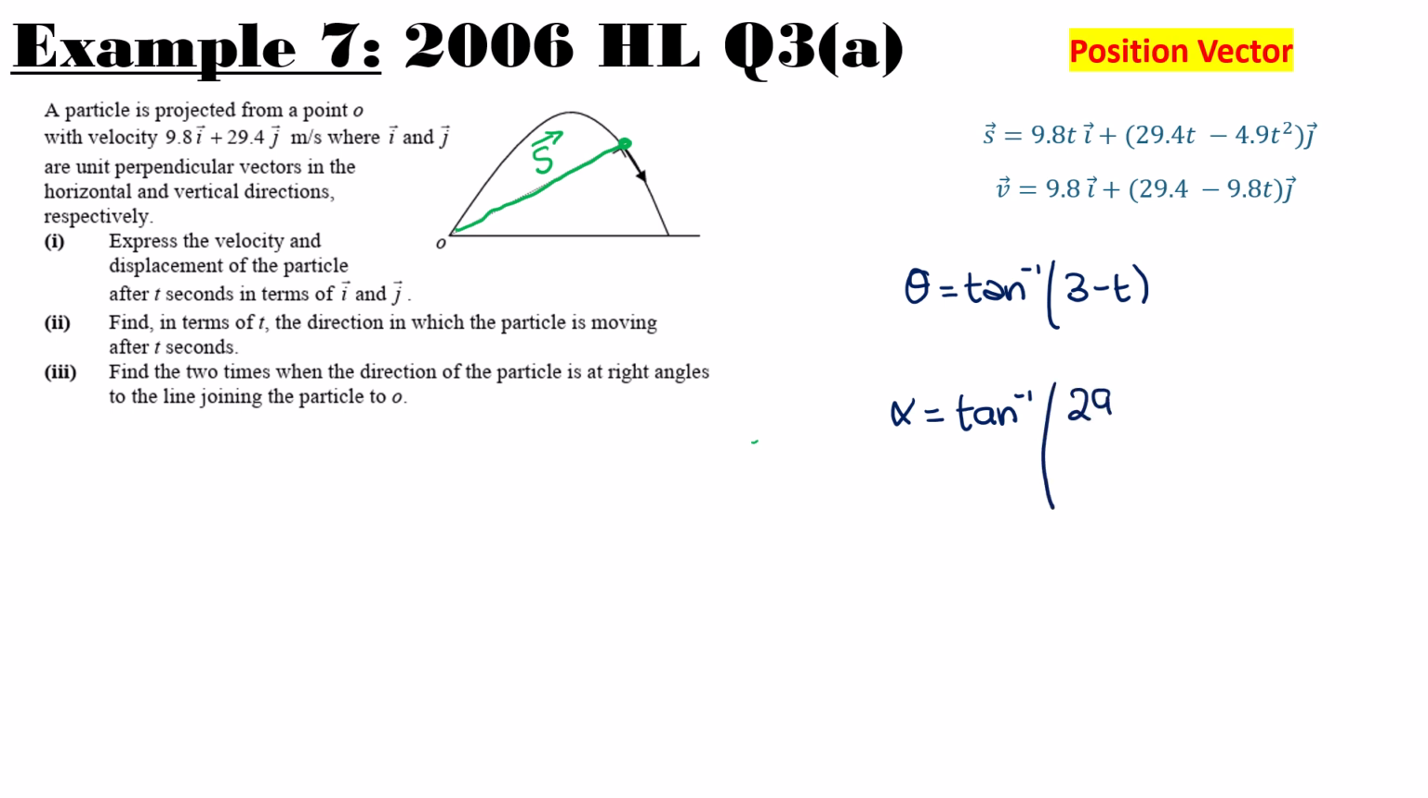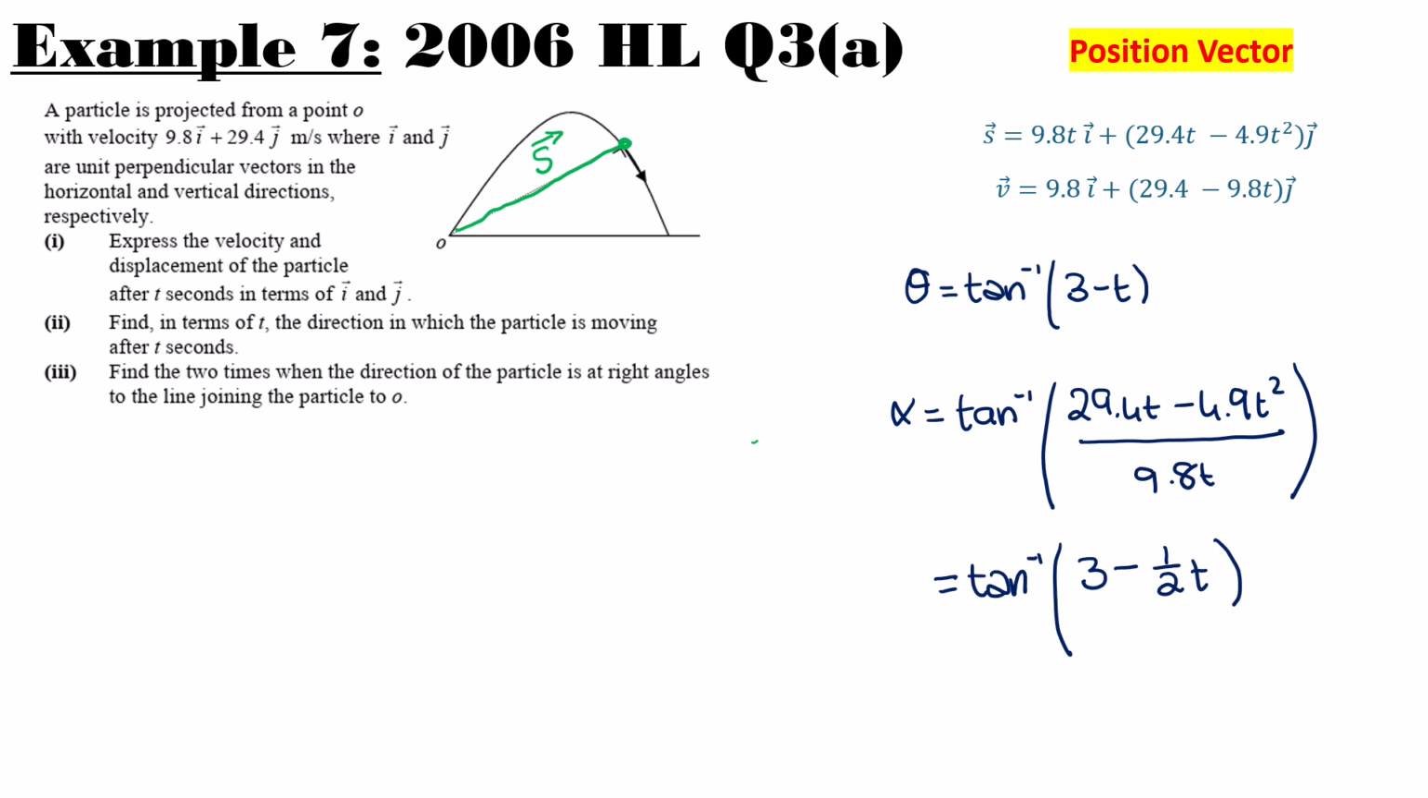So 29.4t minus 4.9t squared all over 9.8t. Again, we can do just a little bit of cleanup on this, and it works out as 3 minus a half t, and that's our angle alpha.